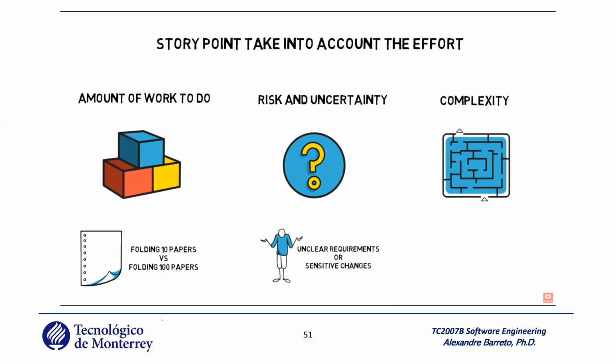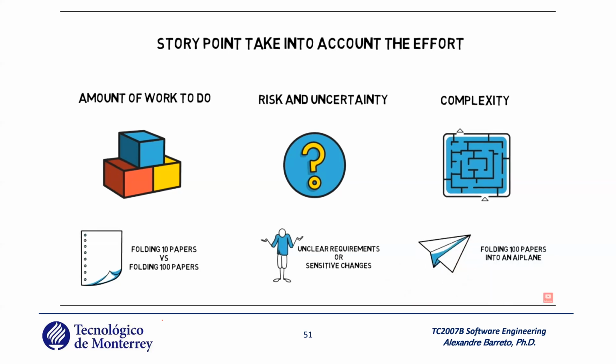Last thing to be considered when estimating is the complexity. Complexity should also be considered when providing a story point estimate. Think back to the earlier example of folding 100 papers instead of 10. Imagine now that the task is to fold 100 papers and make airplanes with them. In this case, even though we are still folding 100 papers, there is more complexity to it, and it should be reflected in the story point estimation.